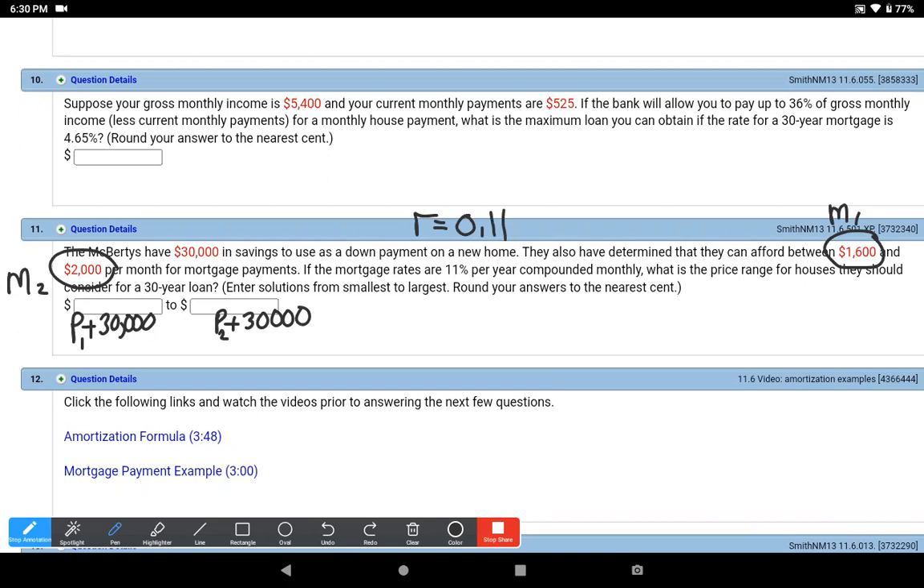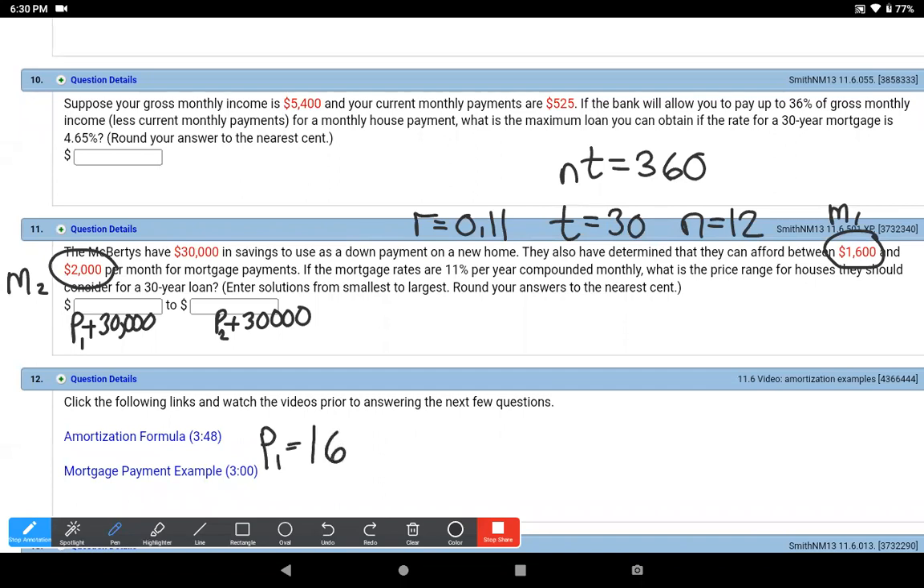T is a 30-year loan. That's pretty standard for a house. N is 12 because we're dealing with something monthly. And T is 360, just like the previous problem. And we'll go about looking at the low rate first, right?